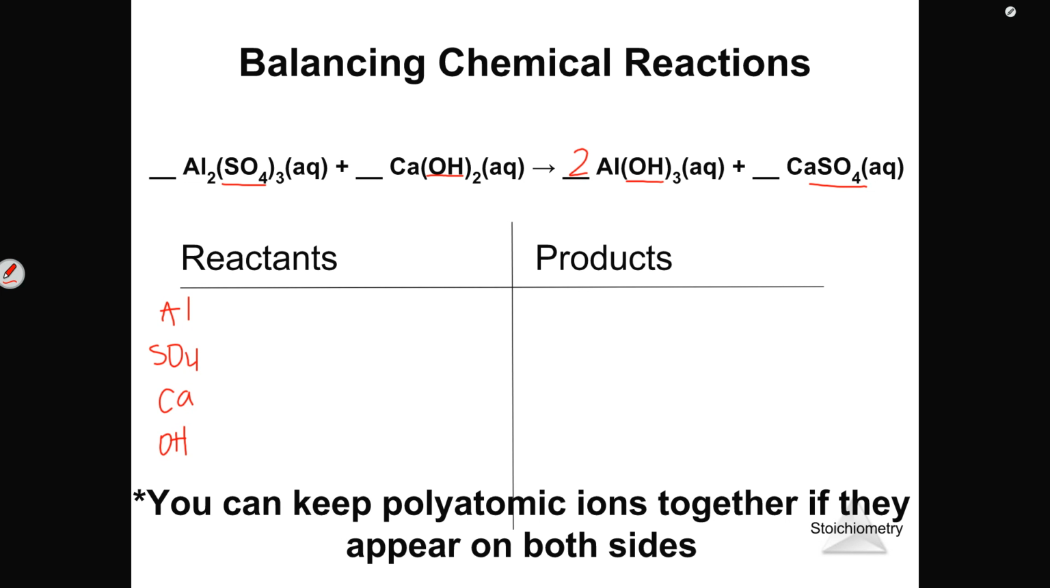I have 3 of the sulfates because it's in parentheses. But I only have 1 on the product side. I only have 1 right here. So I need to put a 3 up front. Calcium, I have 1 calcium here, but I have 3 on my product side. So I'm going to go ahead and put my 3 on the reactant side. And now I had 2 of the hydroxide, but I multiplied by 3. So that means I have 6 hydroxides there. And I also have, if we take 3 times 2, 6 on the product side, and I am balanced.